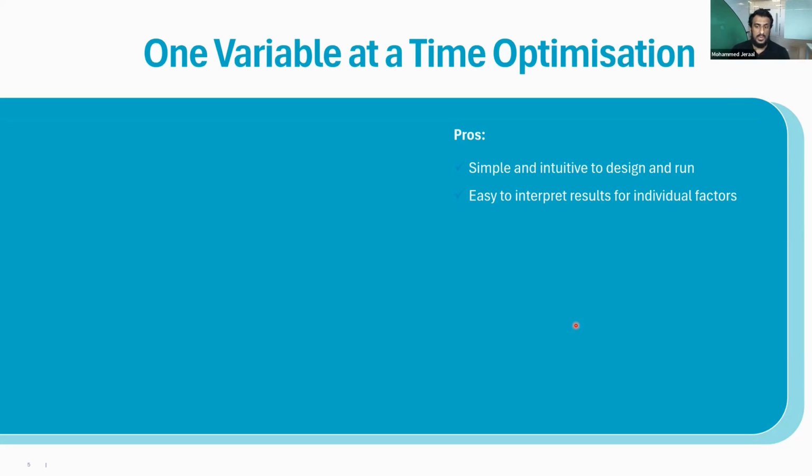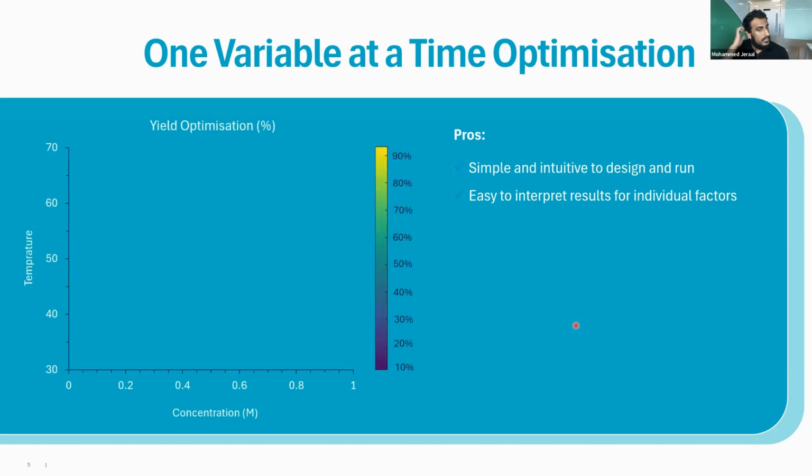You then sequentially go through the process until you've optimized all of your variables. It's quite nice. It's very simple. It's easy to run, and it's easy for you to keep track of what's going on in your optimization process. We'll see how it works with a short example.